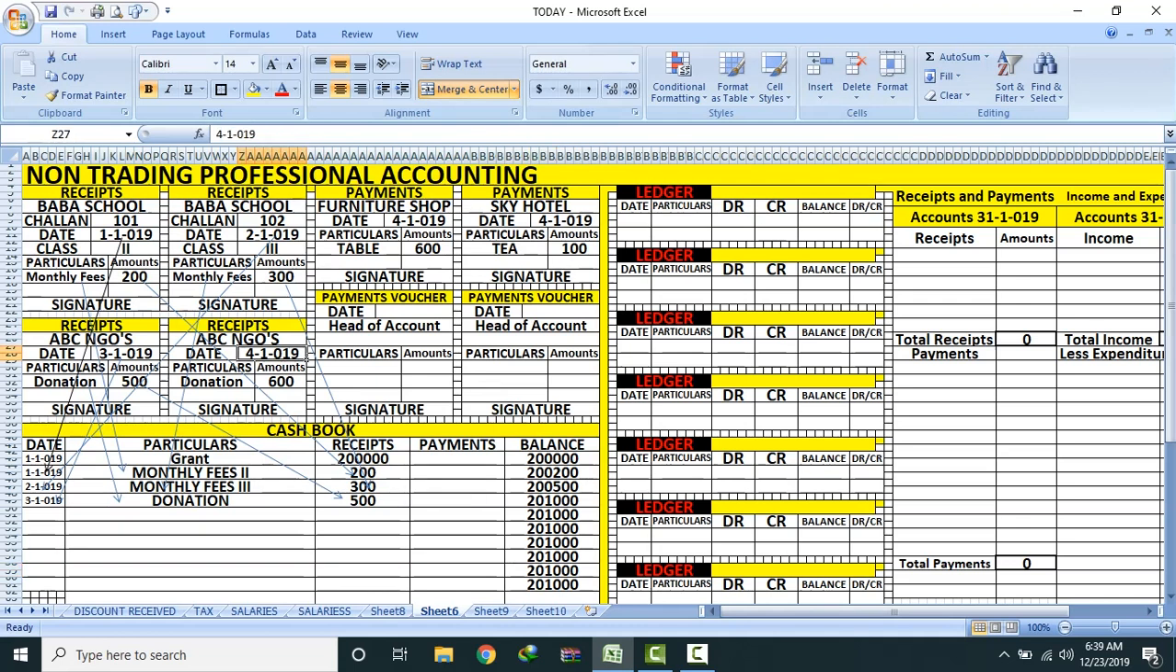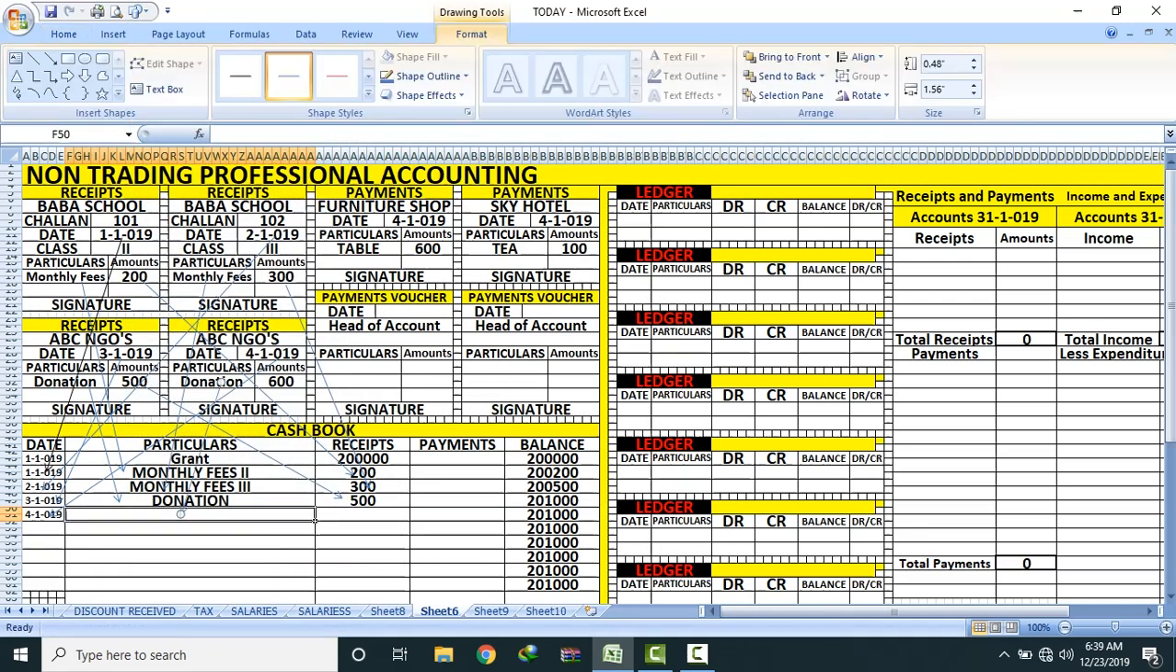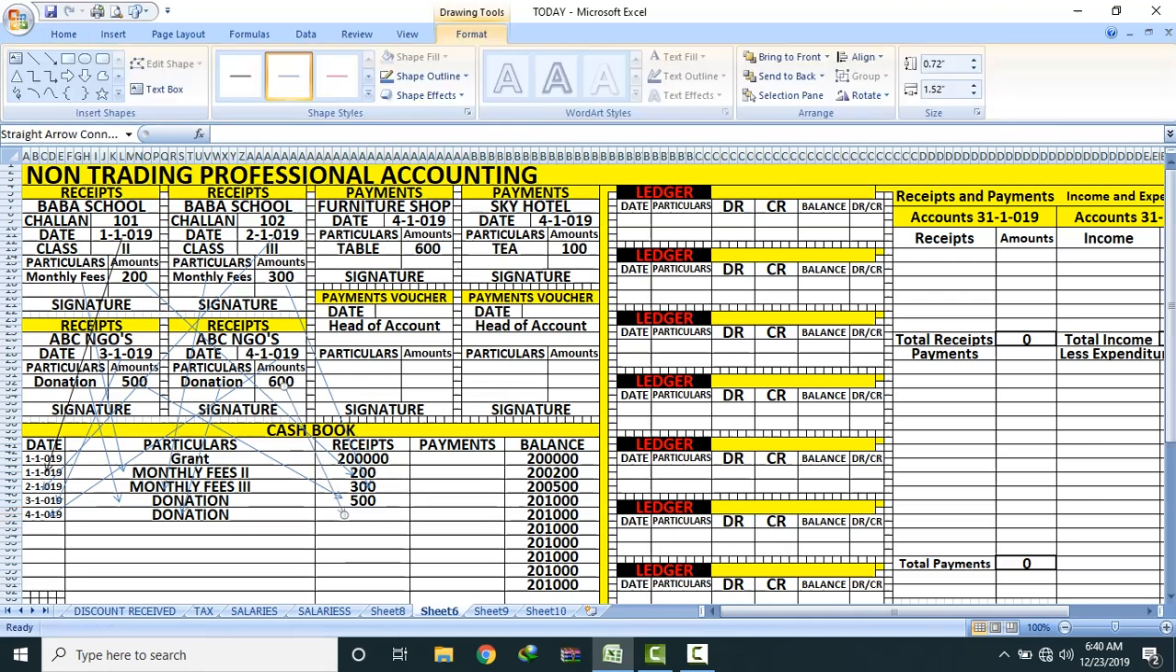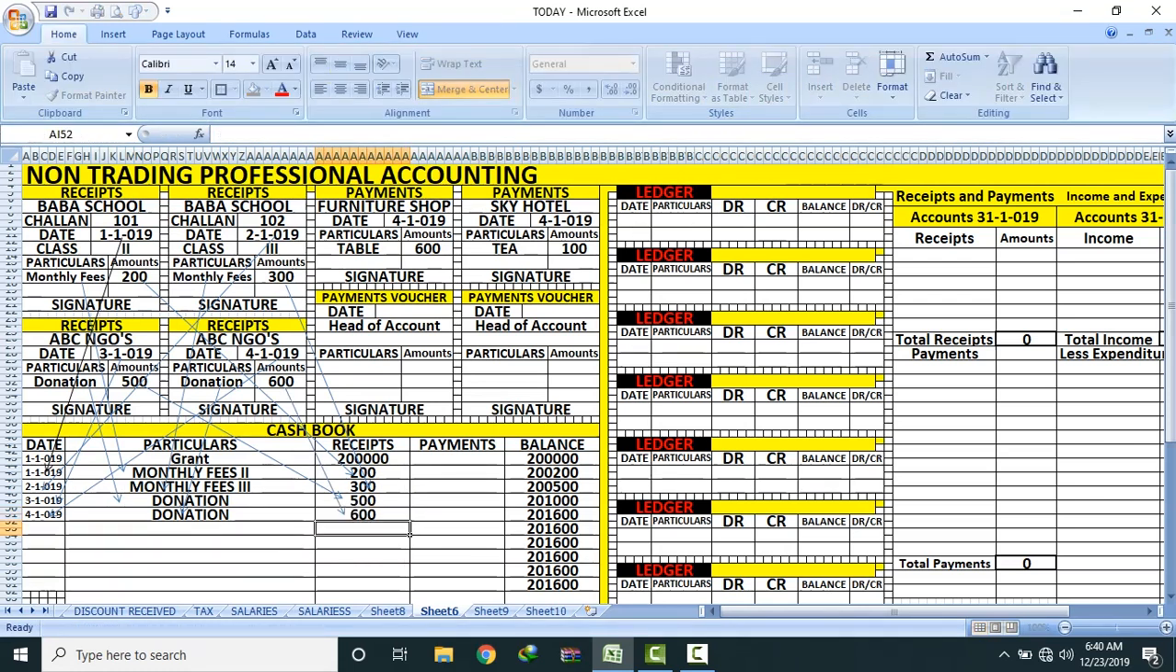And for debt four, 4109, head of account donation, D-O-N-A-T-I-O-N, this amount we write here, 600.